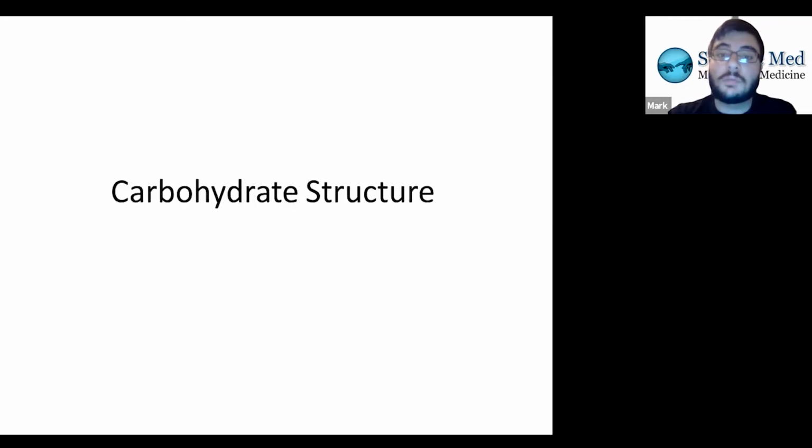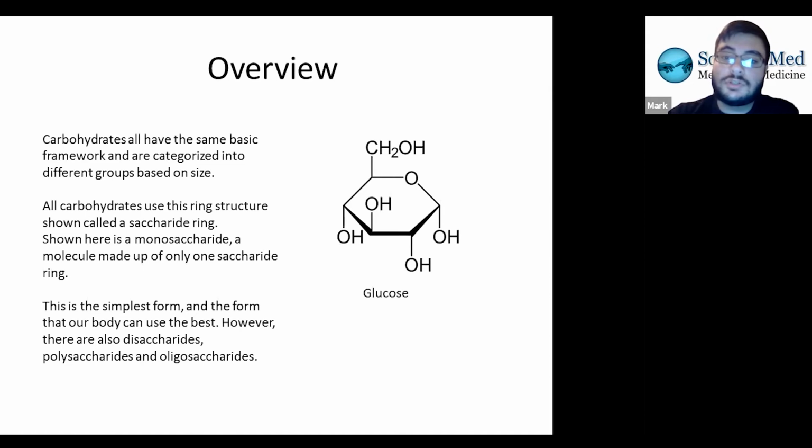Firstly, we're going to be just talking about carbohydrates in general and their structure. So overview, carbohydrates all have the same basic framework and are categorized into different groups based on size. The most common example of a carbohydrate right here is glucose, right? All carbohydrates use a ring structure, very similar to this, where they have an oxygen, carbons, and then they have OH groups sticking either down or up. And then it's not shown here, but in the opposite direction is pointing an H group, right? So this one's going up, this one's going up, this one's going down. And then at the end here, they have this CH2OH, right? This end.